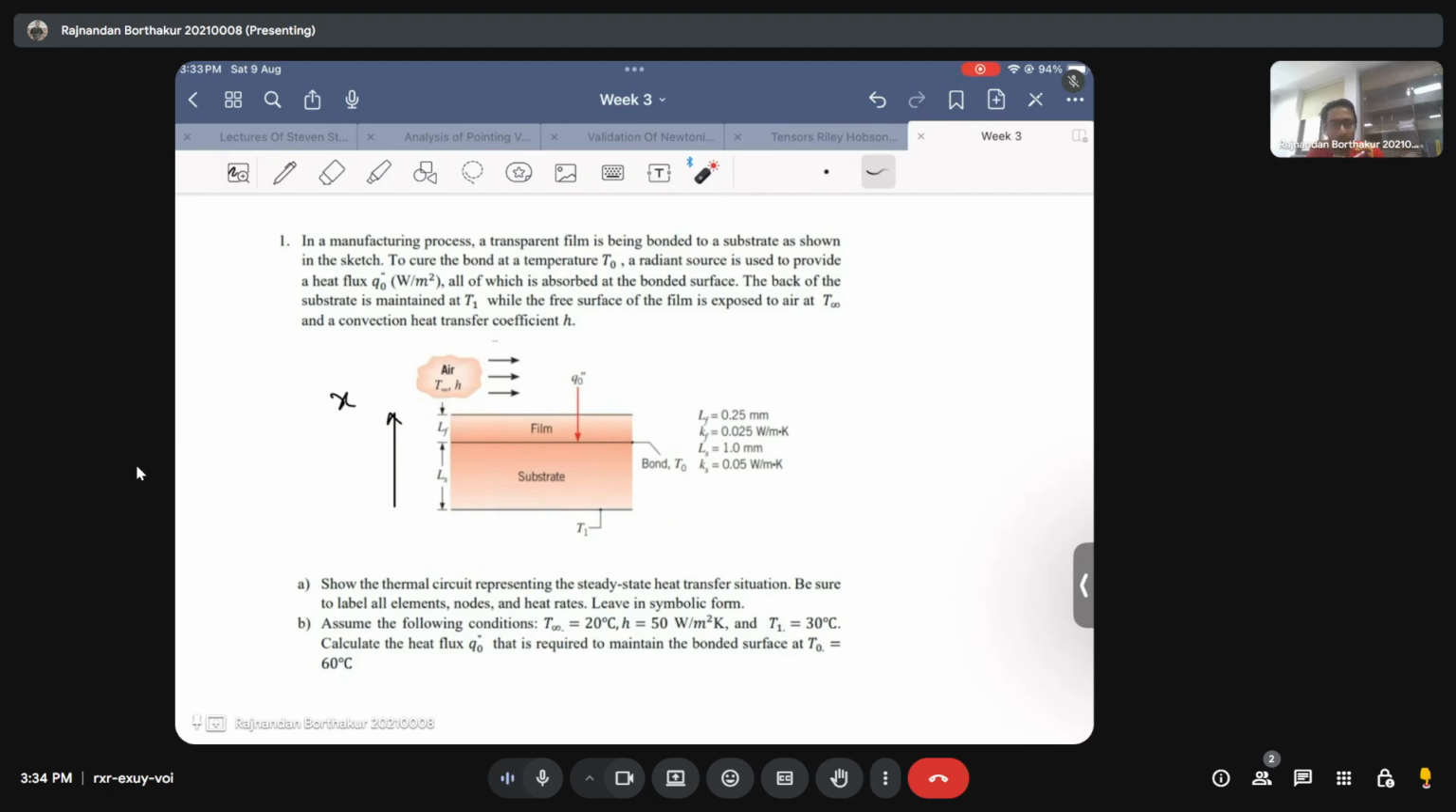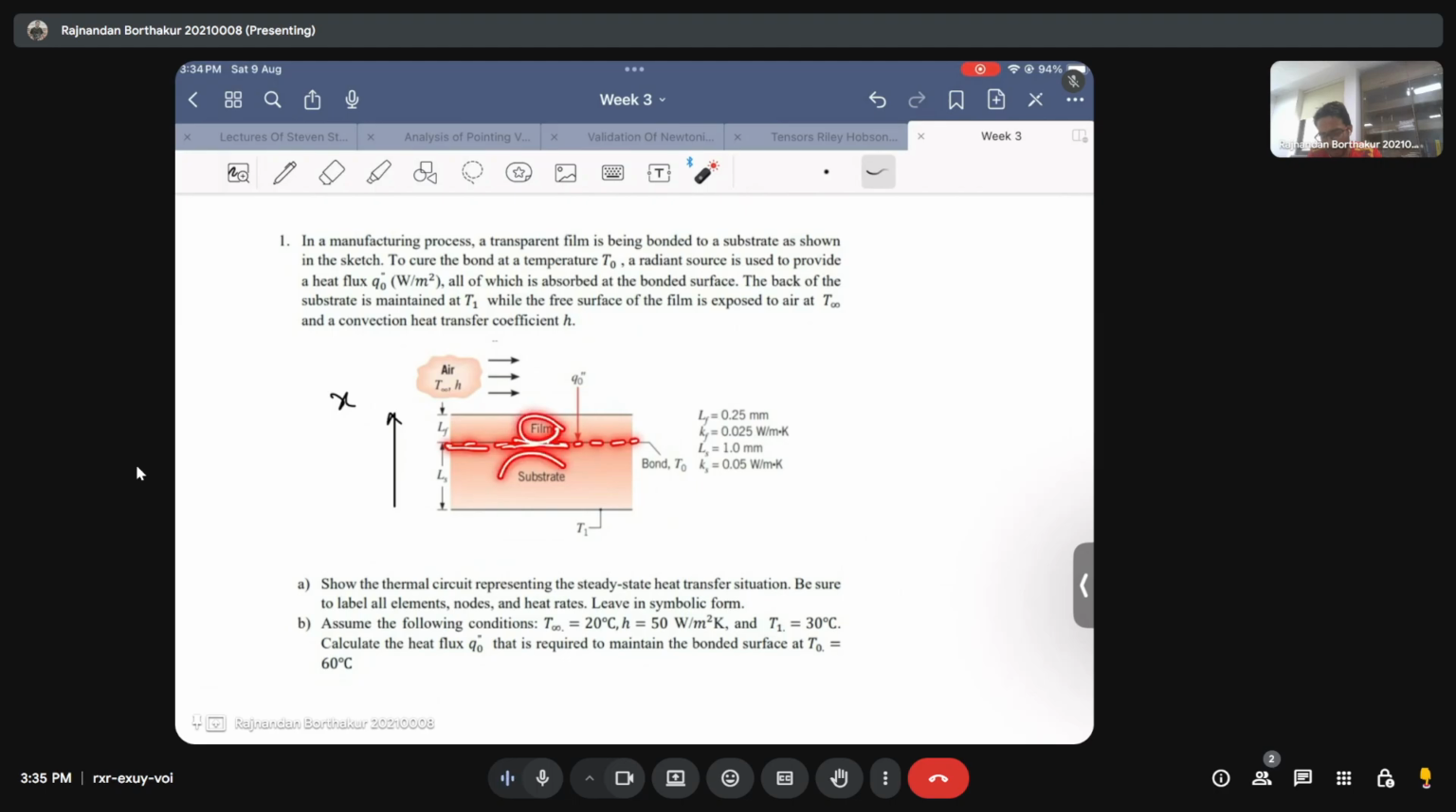Now whenever you do a bonding, you guys might have studied in typical manufacturing courses, you need to provide heat at the interface. That is typically done to strengthen the bond. So in this scenario also, to strengthen or to cure the bond at the temperature T naught, a radiant source is used to provide a heat flux q naught double prime, all of which is absorbed at the bond interface.